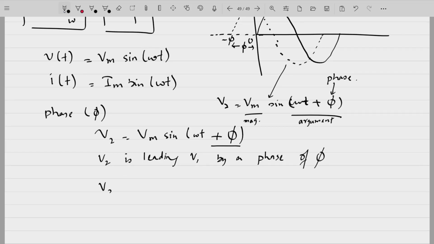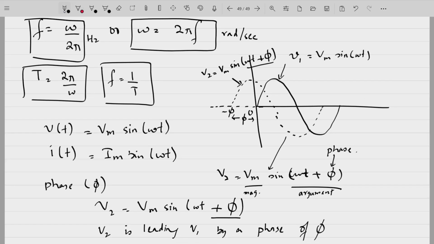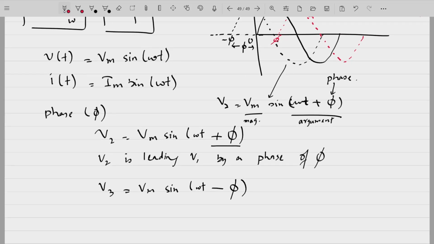Fine. If there is another function V3 equal to Vm sine of omega t minus phi, say for example, that means there is another function V3 here that is starting from plus phi. Fine. This is V3 equal to Vm sine of omega t minus phi. So the minus symbol here represents that V3 is lagging what? V1 by a phase of phi.